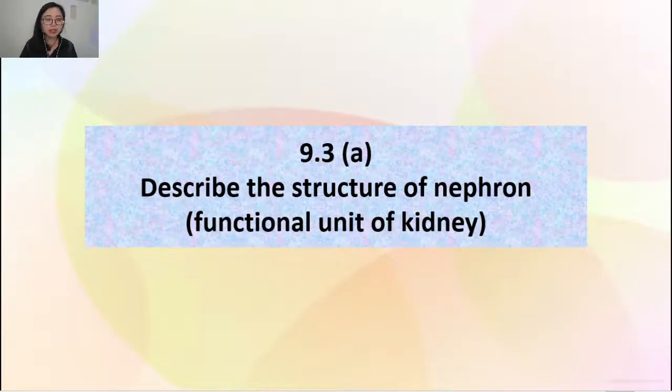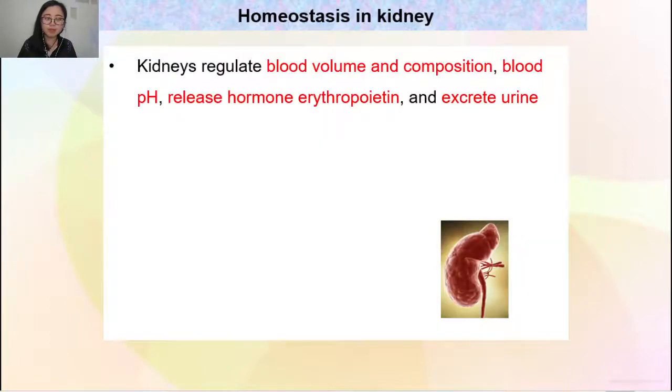Okay, we're gonna start with 9.3a, where you will describe the structure of a nephron, which is the functional unit of a kidney. So what's a kidney? Kidney is buah pinggang, of course, and it is a homeostatic organ. Dia organ yang terlibat dalam homeostasis.